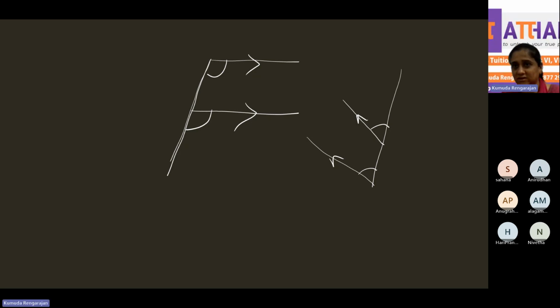Co-interior angles, so C. Co-interior angles or allied angles, C. Alternate interior angles, Z. Corresponding angles, F.